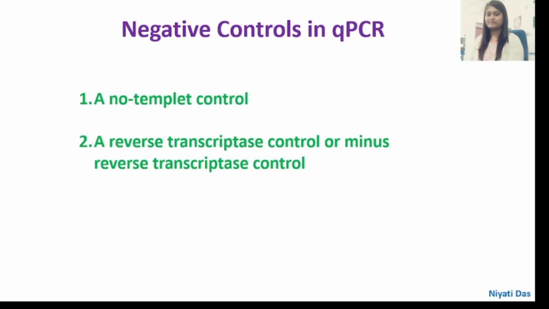It also serves as an important control for nucleic acid contamination, where we are using SYBR Green chemistry, and for primer dimer formation. Then there is the reverse transcriptase, RT, control. What happens if we take RT or do not take RT? This control assesses the amount of DNA contamination present in the RNA preparation. These are the negative controls we take at the time of qPCR preparation.